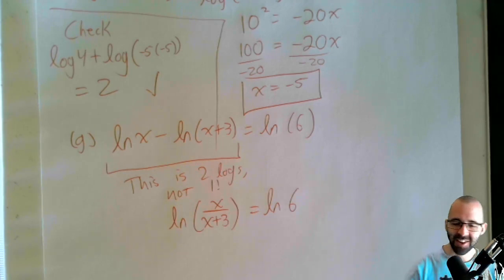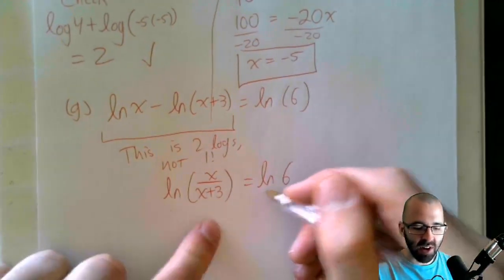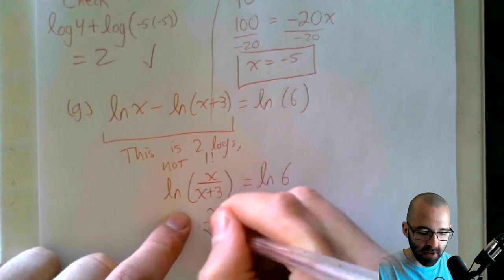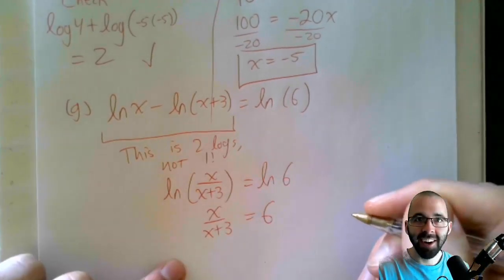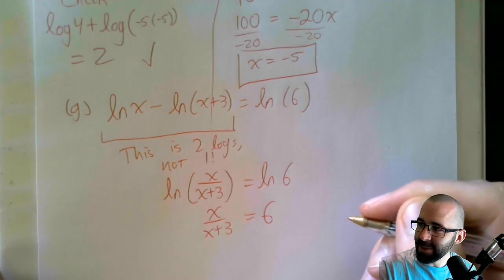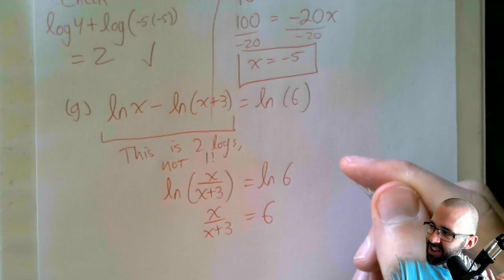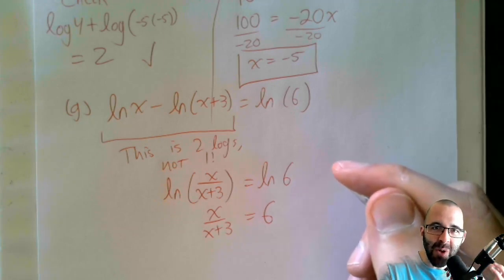Okay? So now we have one log equal to another. If two logs equal each other, their insides must be equal. And what kind of equation does this become? This is our favorite from Math 930. This is a rational equation.